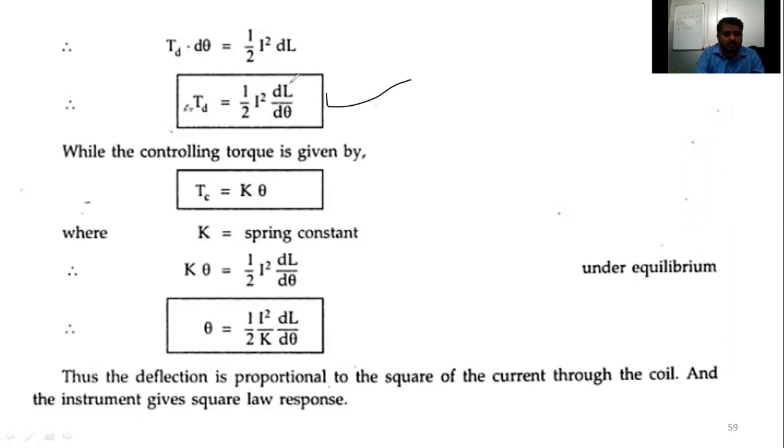You have to remember this equation. Here dl is the change in inductance and d theta is the change in deflection. Now, TD is the deflecting torque, and 1 by 2 I square is the current squared here. From this, we can say something.